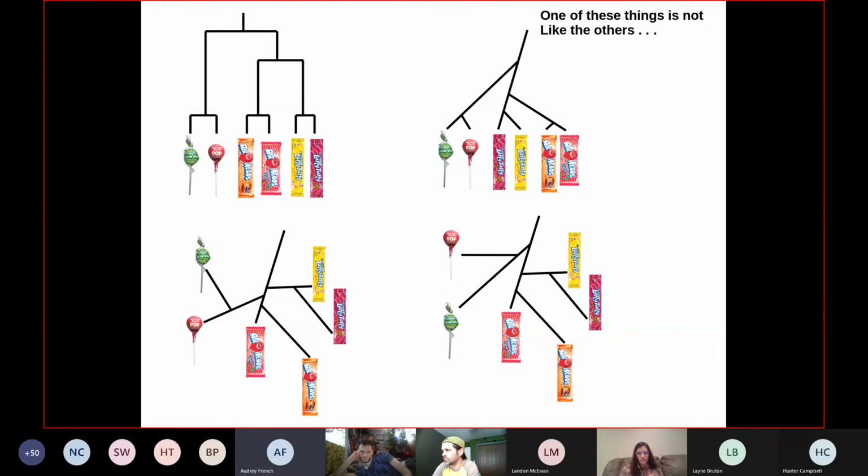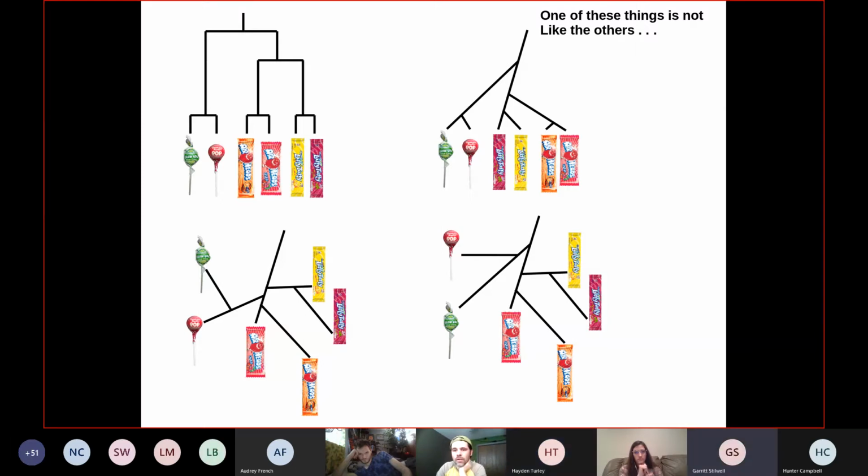Would it be the first one in the upper left-hand corner? Because it's just neatly drawn, and the rest of them kind of have all the triangles and weird stuff going on. Looks like the bottom left one is. Yeah, the bottom left. Why bottom left? Because they all come from points instead of having the suckers branch off later than in the other ones.